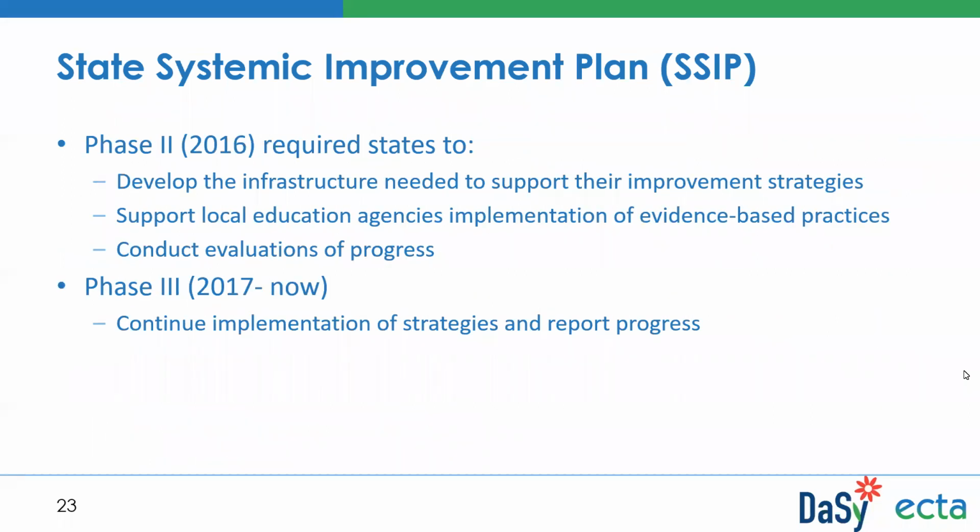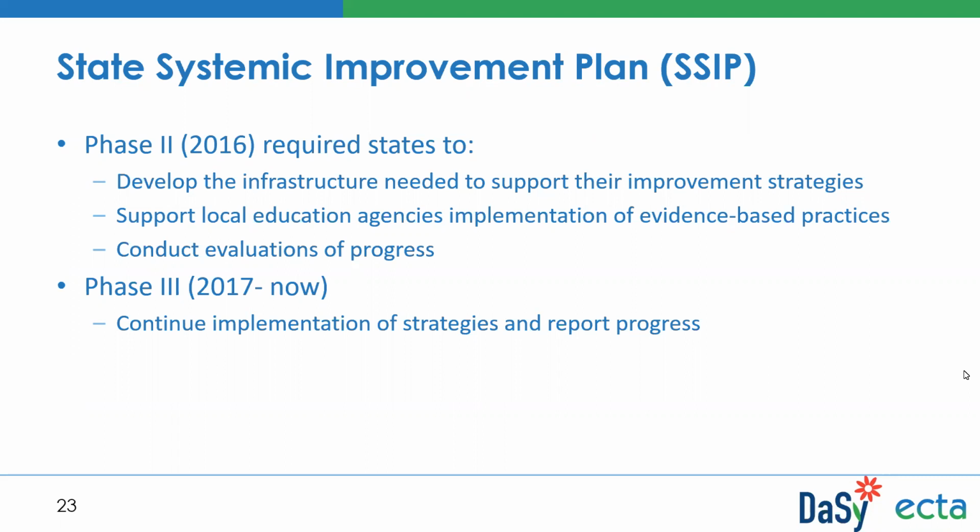In phase 2, states developed the infrastructure needed to support their improvement strategies. So what were the personnel needs? What are the data needs? What quality assurance would we have in place? What is that infrastructure that we needed to have in place in order to support the improvement strategies? Throughout the system, everybody would be involved in this, but strengthening the infrastructure was to put in place evidence-based practices at the local level.